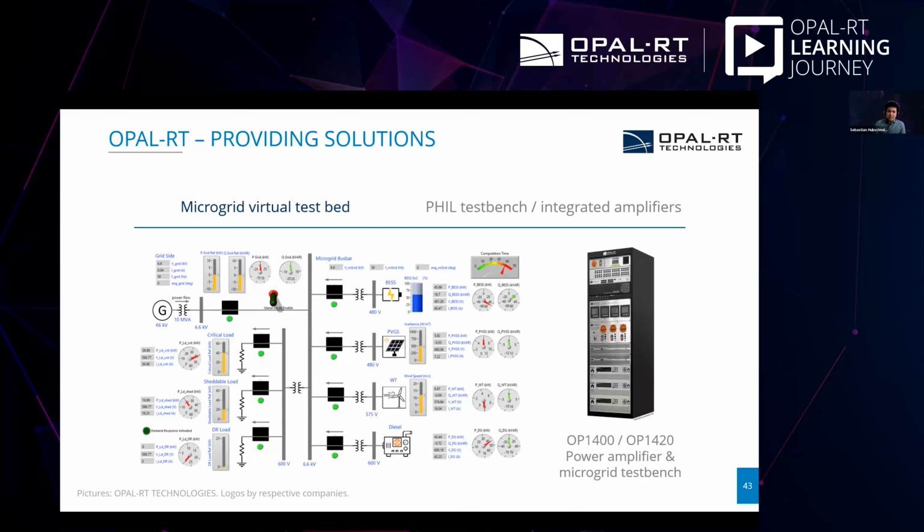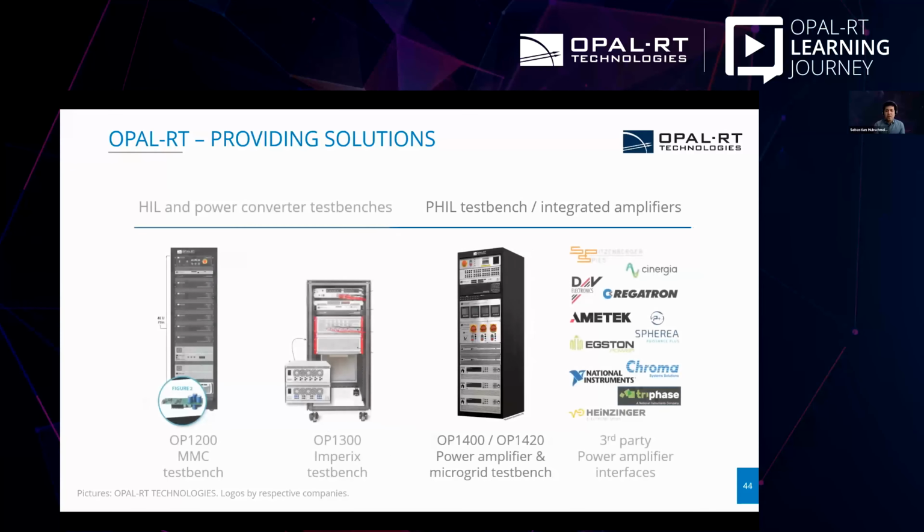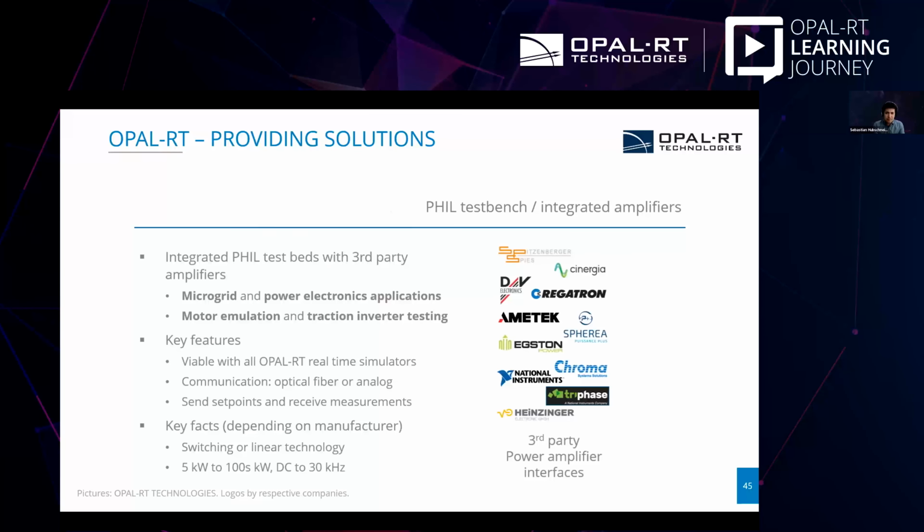Now, lastly, besides our own power amplifier solution, we also integrate all kinds of third-party amplifiers with our real-time simulators, such as, but not exclusively, the ones shown on the right here. With those, different kinds of microgrid and power electronic applications are feasible, but also motor emulation and traction inverter testing. Depending on the manufacturer of the power amplifiers, like the partner we have there, we can offer analog, digital, or even fiber optic interfaces with all of our OPAL-RT real-time simulators.